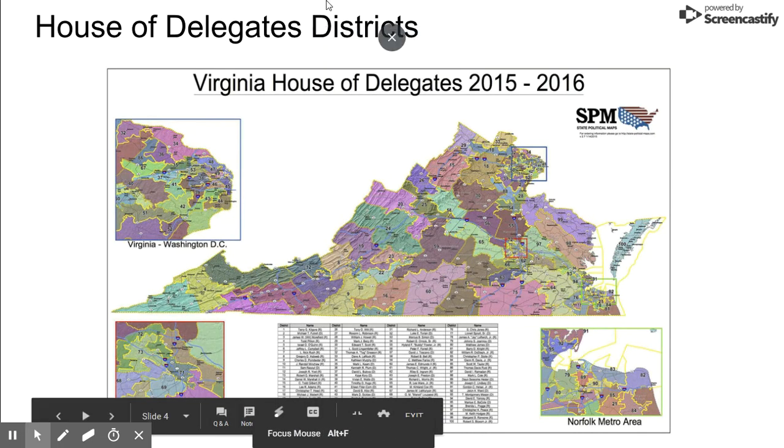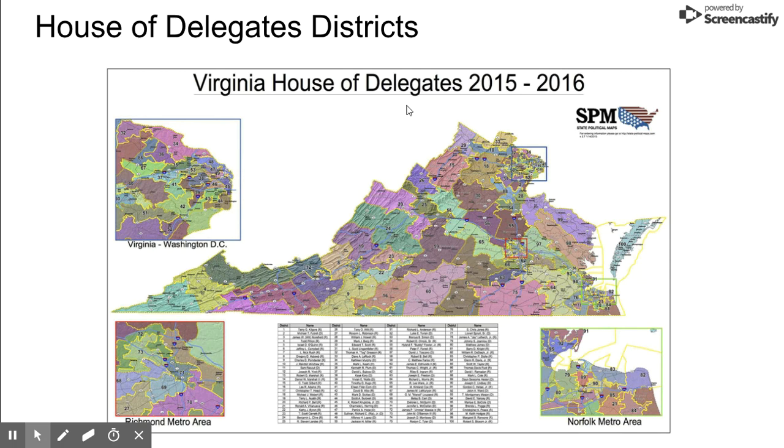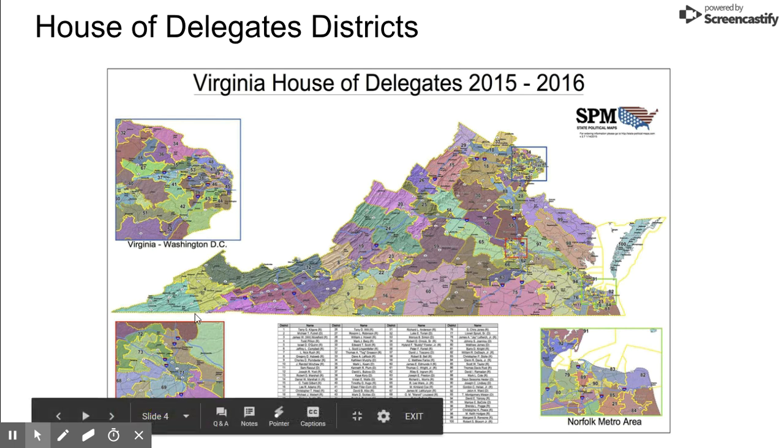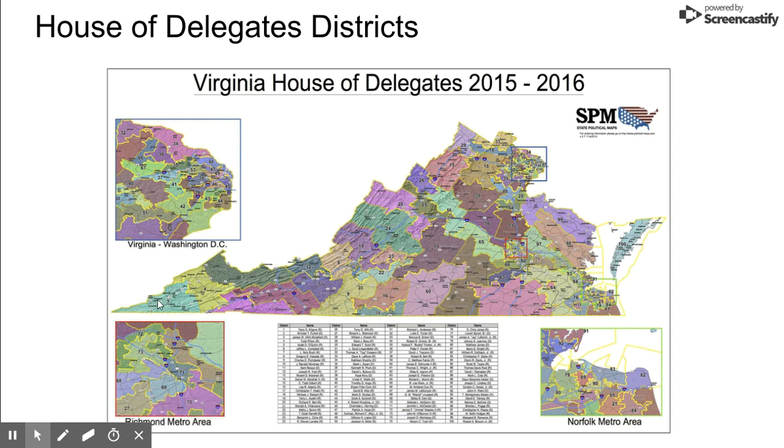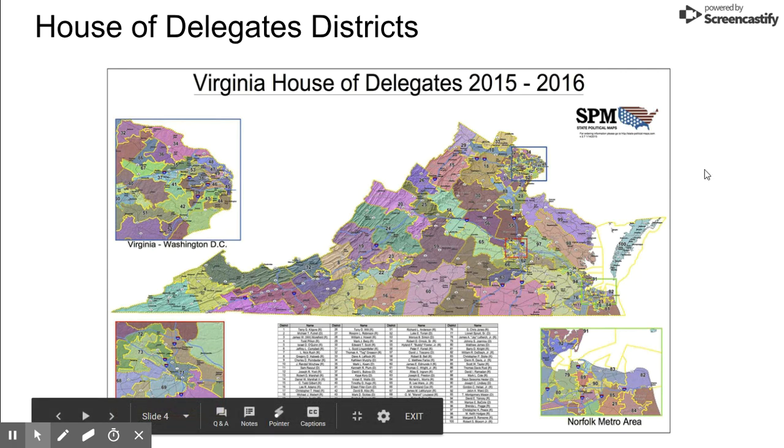Okay, and this map right here is the House of Delegates. There are 100 members of the House of Delegates, and it means there are 100 districts. So the whole state doesn't vote for one person, just one district. So if you live in District 1, you choose a leader, right? And that's the person who's going to represent you. But for the Senate and delegates, it's done by districts. It's not done by the whole state.